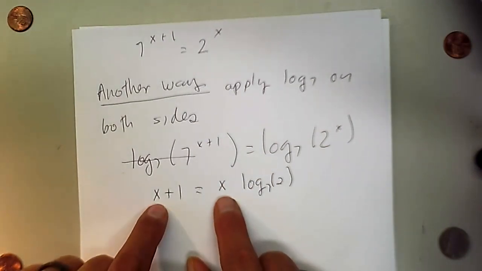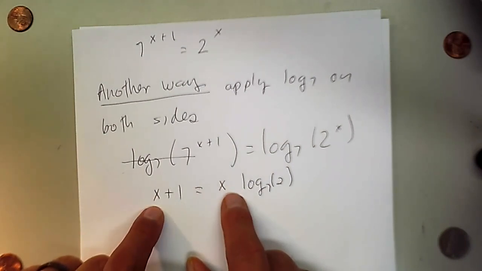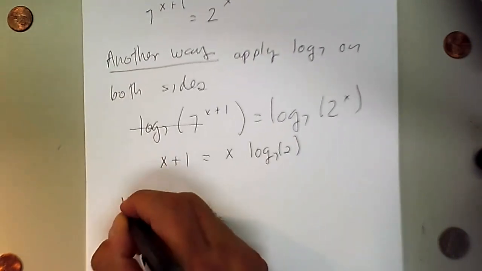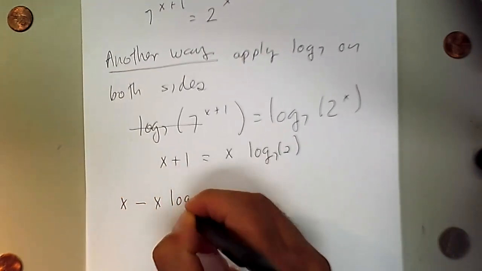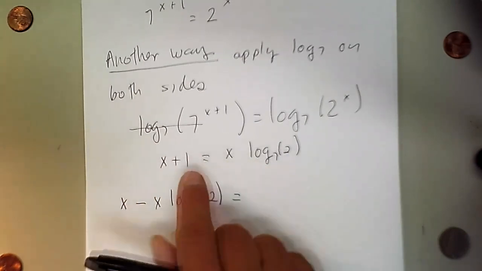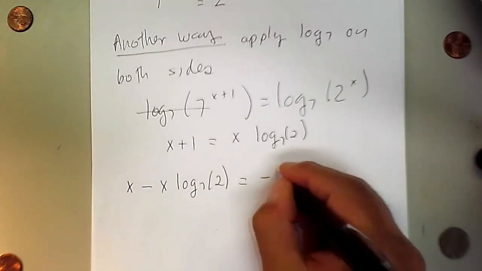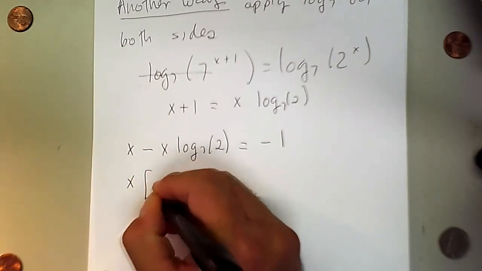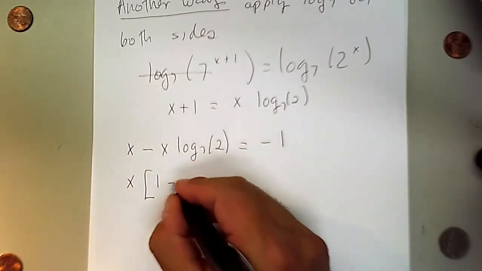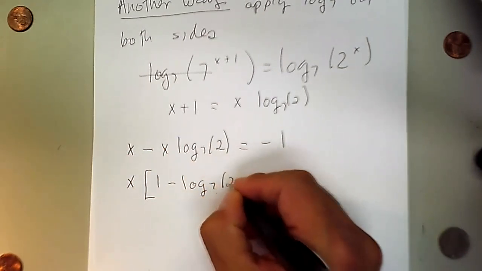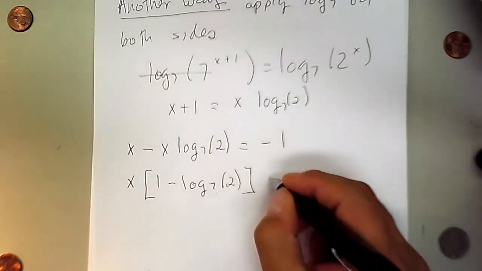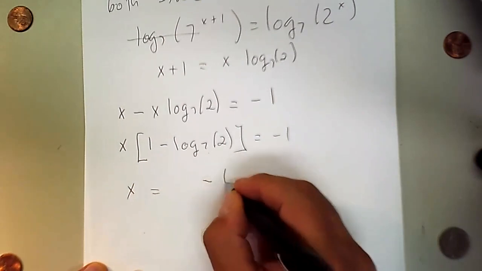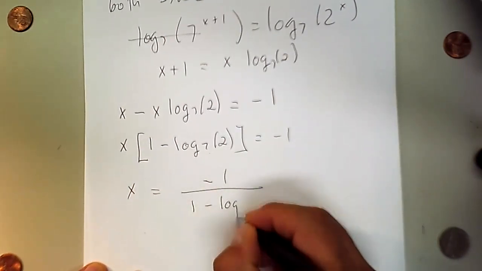Okay, we still have to subtract. We have to consolidate the x's. So move this x to this side of the equation. x minus x logarithm base 7 of 2 equals, while we move the 1 to the other side of the equation, negative 1. Consolidate the x's. So x times, by that what I mean is factor, 1 minus logarithm base 7 of 2 equals negative 1. And then x finally becomes negative 1 over 1 minus logarithm base 7 of 2.